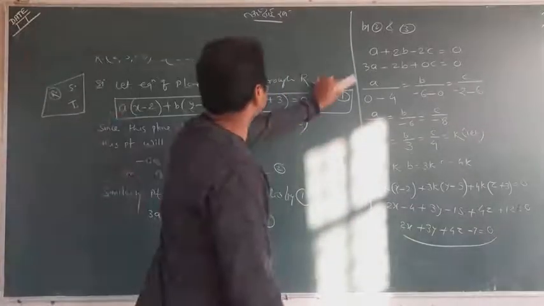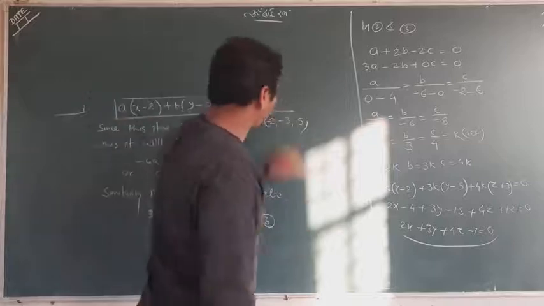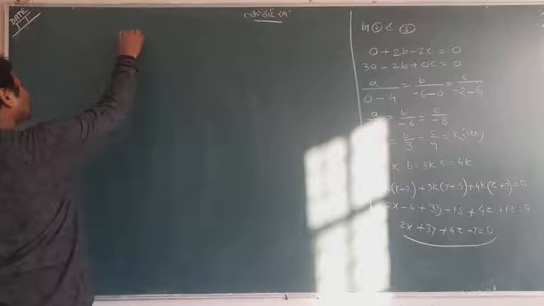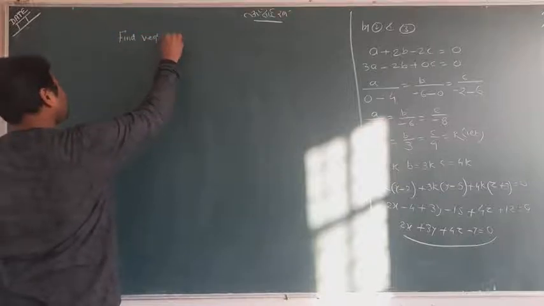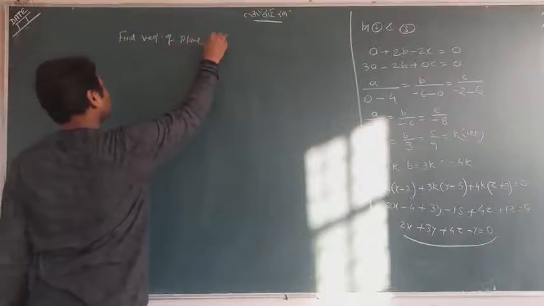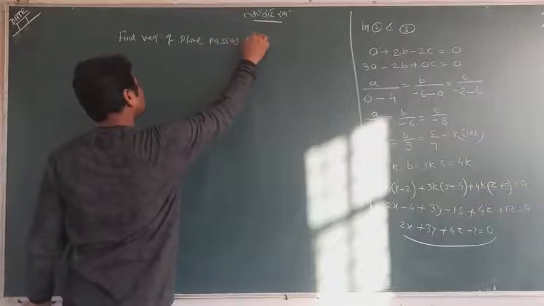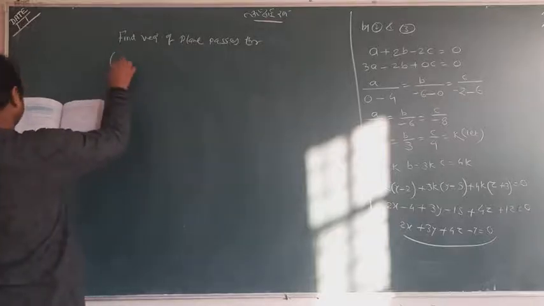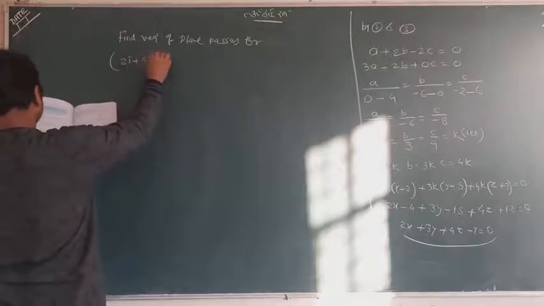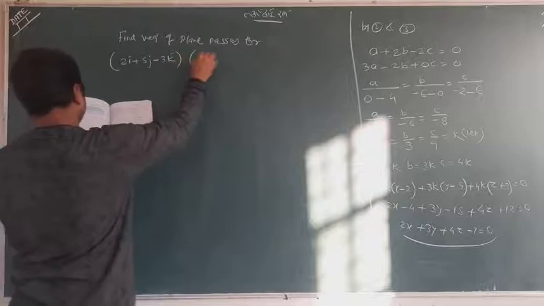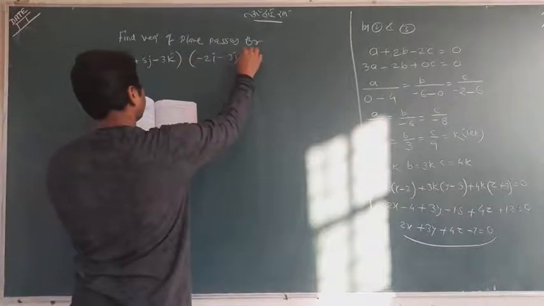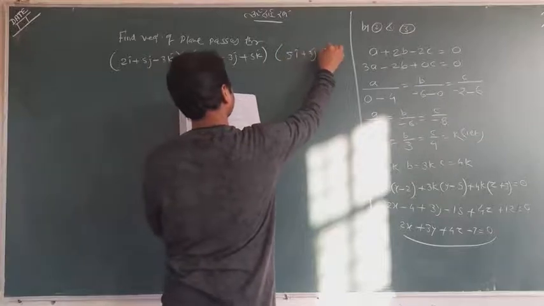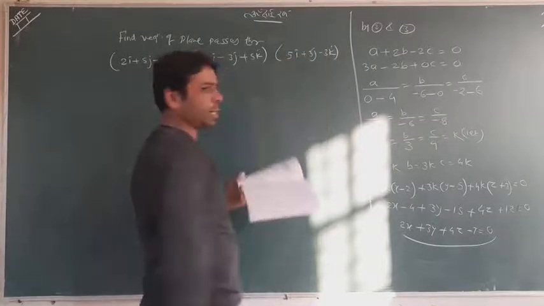One thing, suppose this question may come: find the vector equation of the plane passes through 2i plus 5j minus 3k, minus 2i minus 3j plus 5k, and 5i plus 3j minus 3k. Suppose this question has come like that.